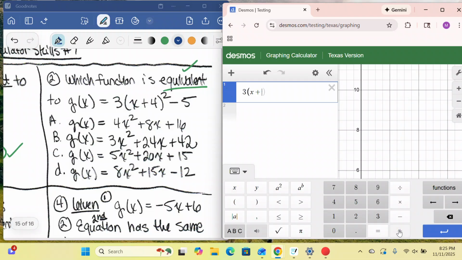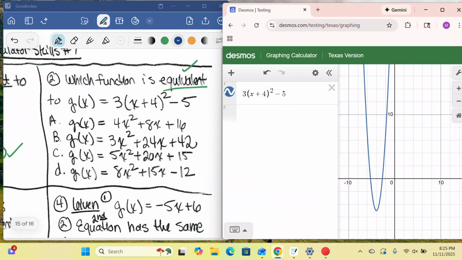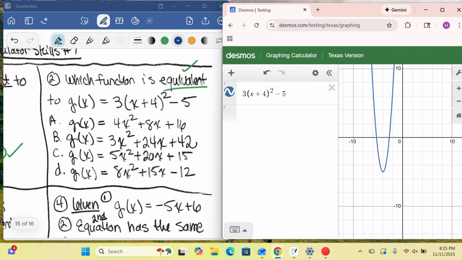So I'm going to go ahead and start inputting 3 times x plus 4, quantity squared, minus 5. Got to find my U shape. My U shape has to be here somewhere. There is my U shape. They put it in blue. I have my vertex there. I have my x-intercepts there. And I have my y-intercept probably way above there. So I already have my first graph.